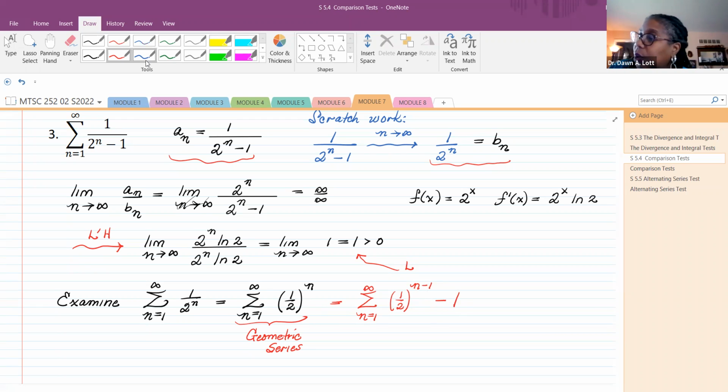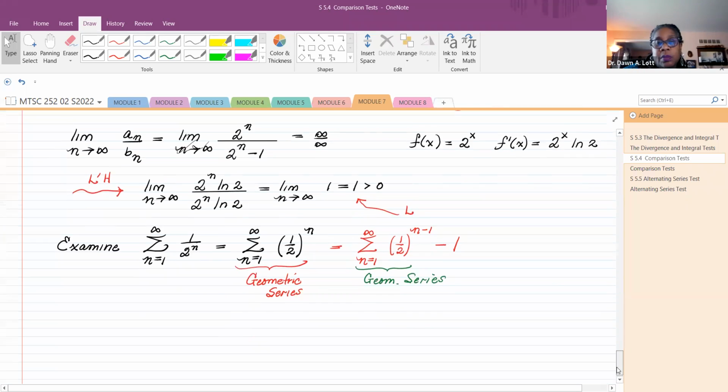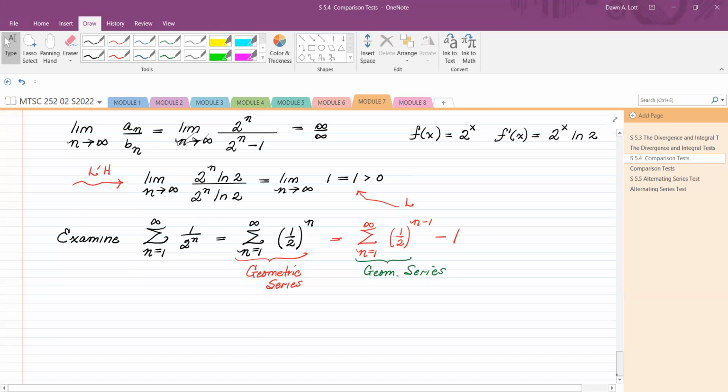Okay, so now what do you know about this series? This is also a geometric series. It's the same series minus 1. What do you know about the series? Does it converge or diverge? Converges. It converges. Why?